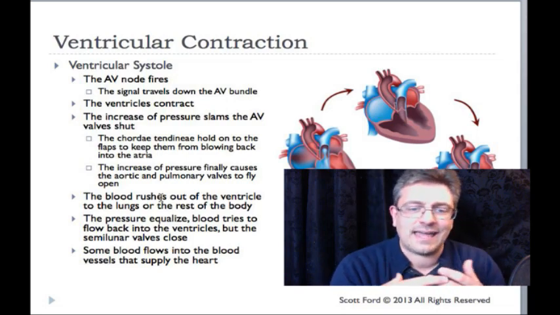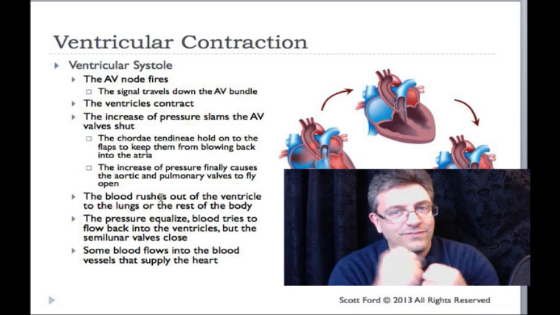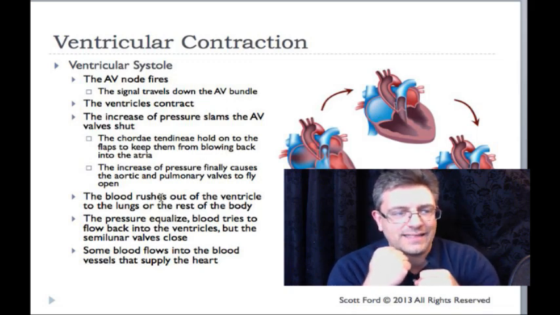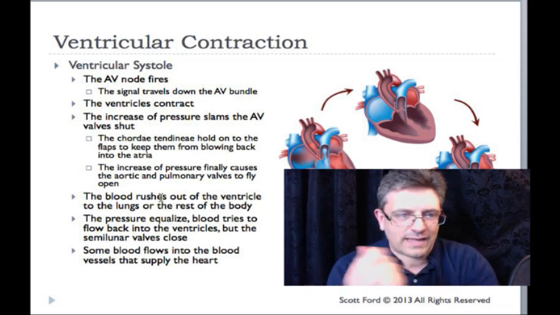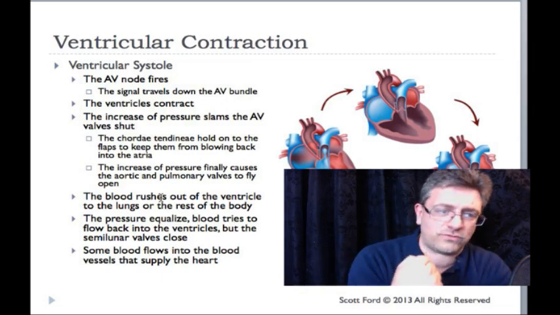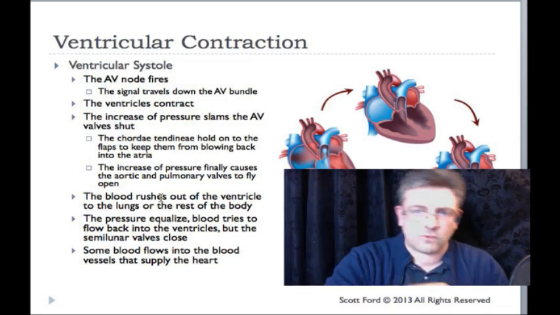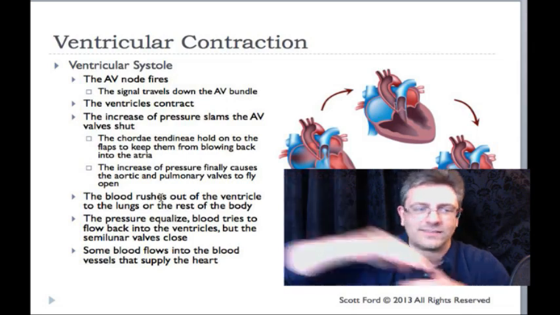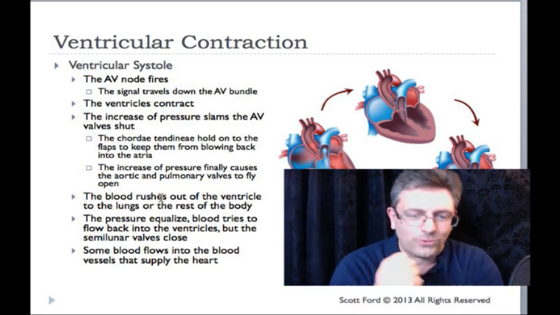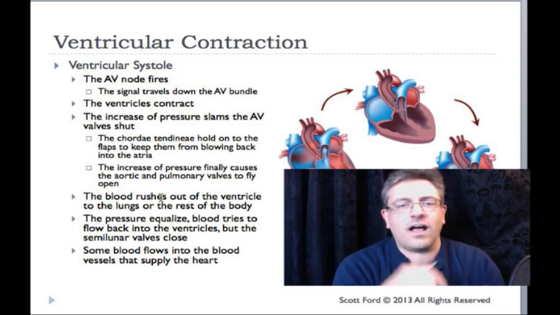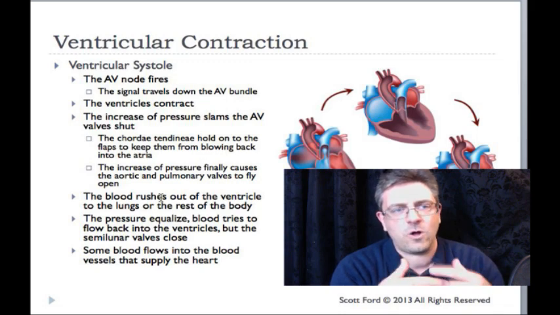The chordae tendineae hold on to the flaps for dear life. They're keeping that blood from going back into the atrium. It's like the guys walking the balloons. They're holding on to those cords for dear life so Snoopy doesn't go fly off and scare the little children. So they're holding on. The increase in pressure finally causes the aortic and pulmonary valves to fly open.